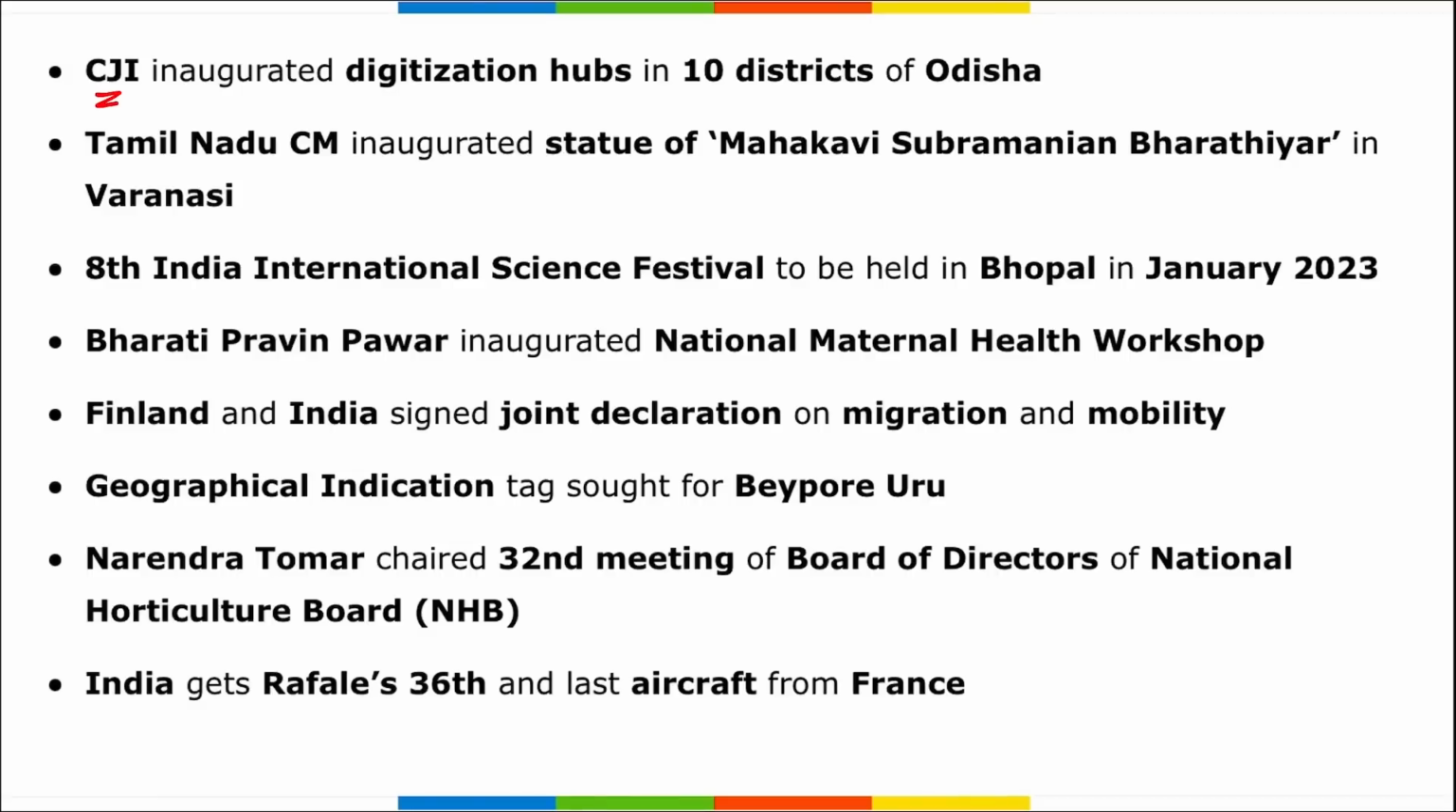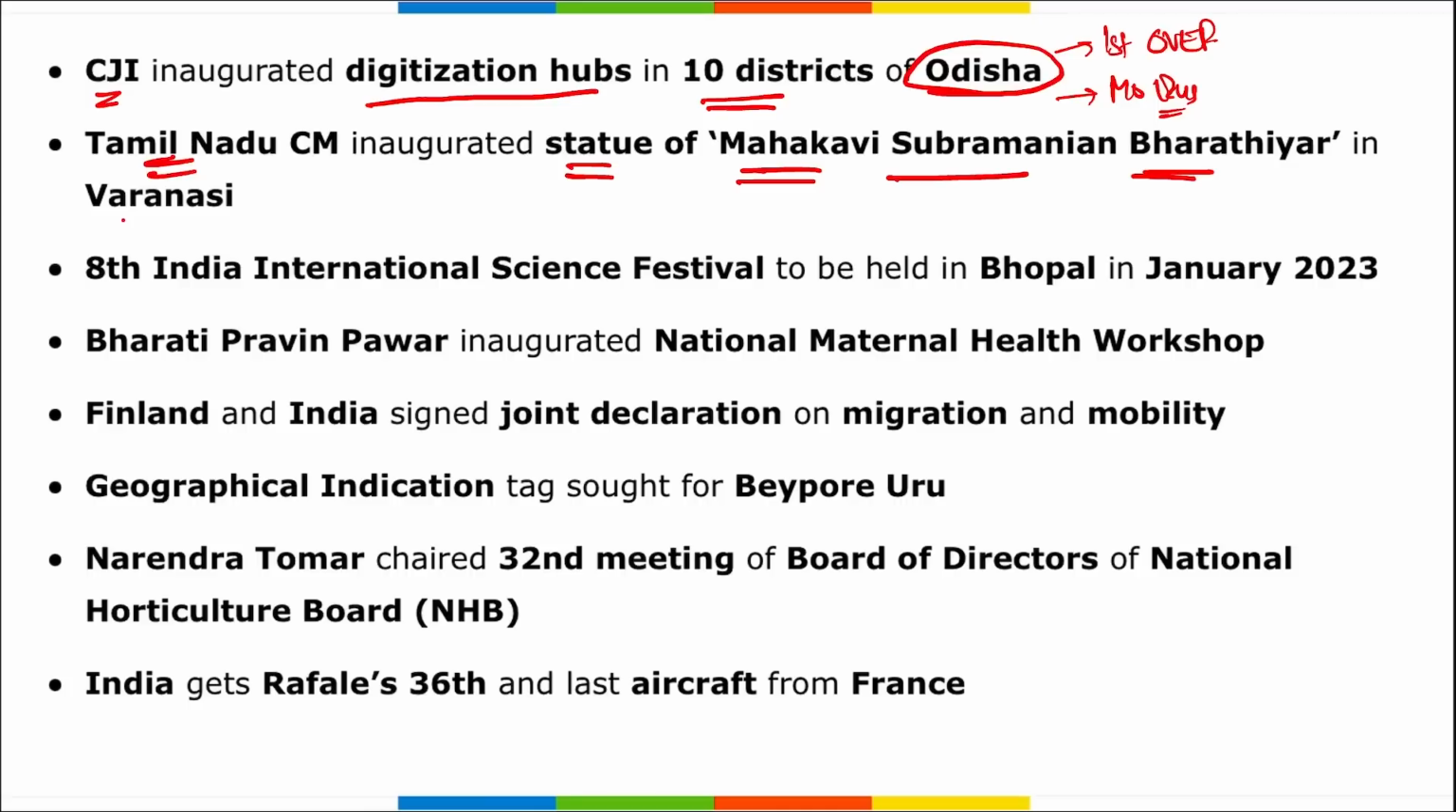Next, Chief Justice of India inaugurated the digitization hubs in the 10 districts of Odisha. In Odisha only, first Olympic Values Education Program MoBus service is also here, and first tribal health observatory to record the health records of tribal people was set up here. Then Tamil Nadu's Chief Minister has inaugurated the statue of Mahakavi Subramaniam Bhartiar in Varanasi. And who is the Chief Minister of Tamil Nadu? M.K. Stalin.